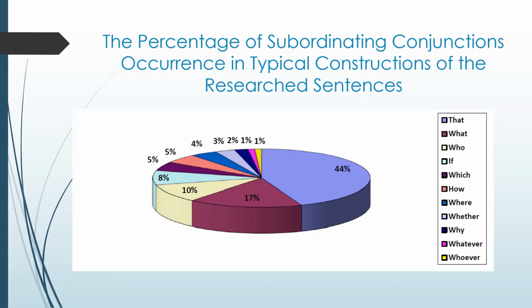On this slide we see the percentage of subordinating conjunction occurrence in typical constructions of the researched sentences. And as we can see from this image, the most frequent subordinating conjunction is that, 44%, and the least frequent ones are whatever, 1%, and whoever, also 1%.